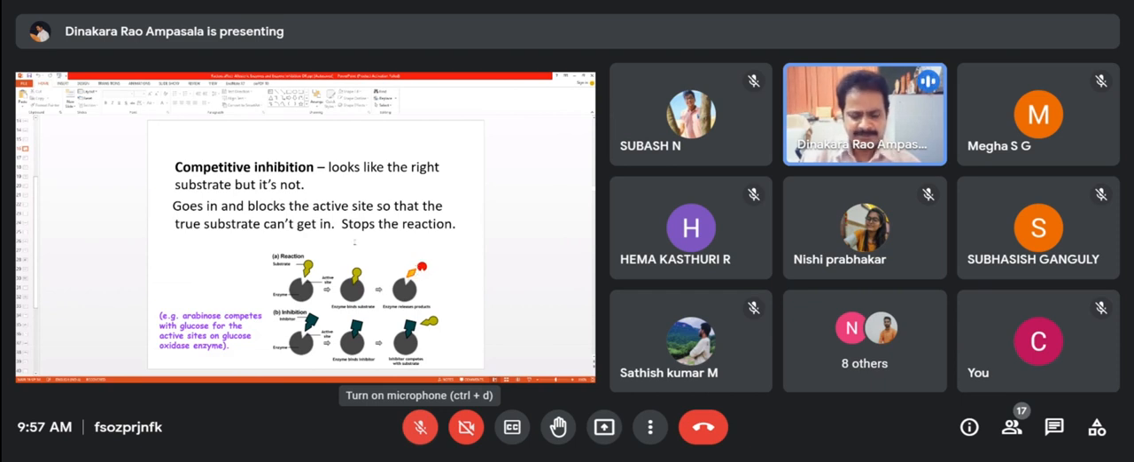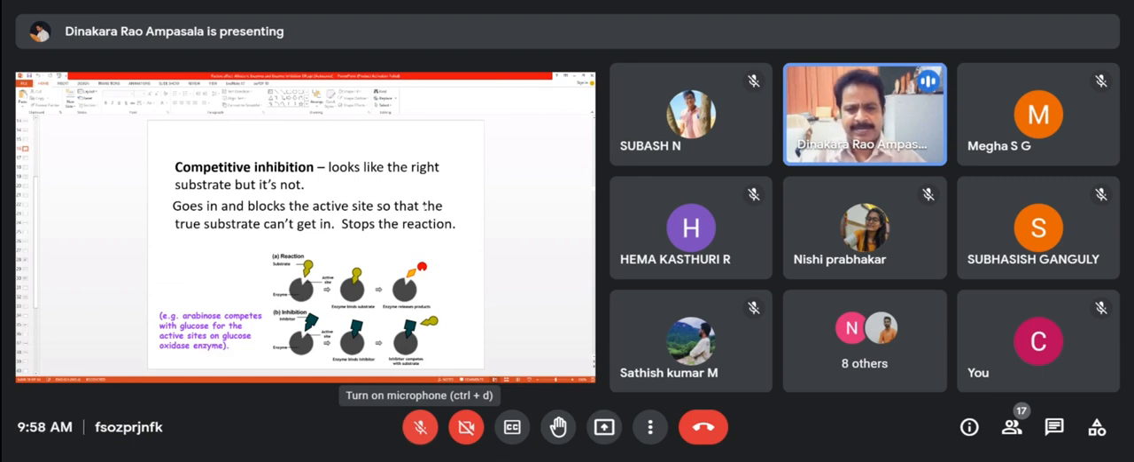Now in reaction B, the inhibitor also has a structure complementary to the active site, and it looks like the substrate molecule. So this inhibitor will compete with the substrate at the binding site. If more inhibitor binds, there is no place for the substrate molecule to bind. So the reaction will be reduced, even down to zero level. The reaction will be blocked.